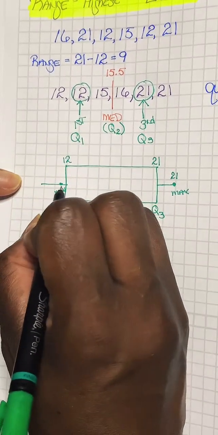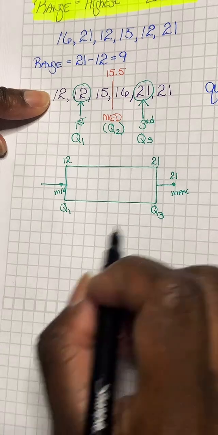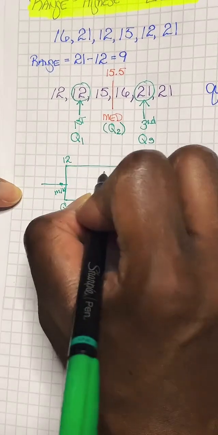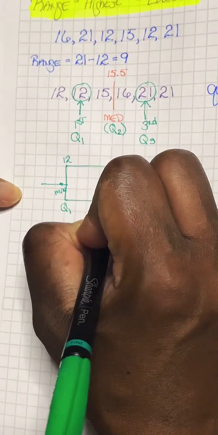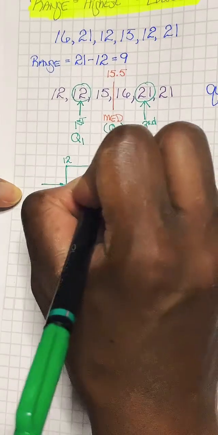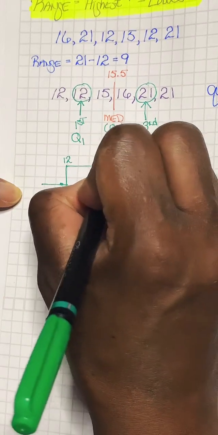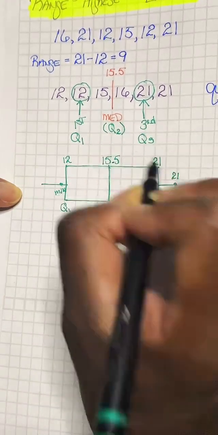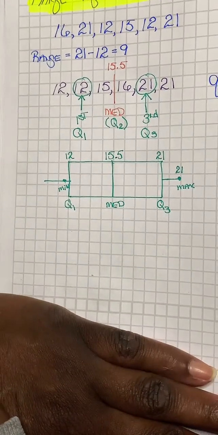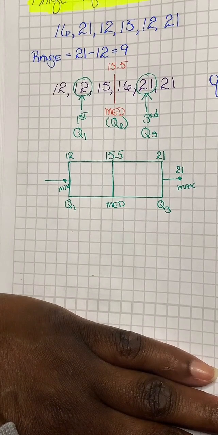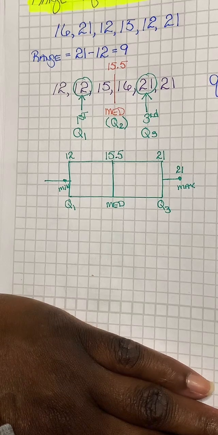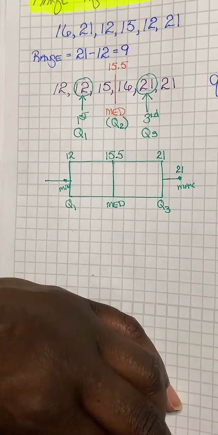Because your Q1 and your minimum is the same number. Your Q3 and your maximum is your same number. But then somewhere smack in the middle of this is your median. And your median, which we found, was 15.5. Okay. This is roughly, and I say roughly because the numbers are pretty rough, what a box and whisker plot looks like. So this is what's happening.